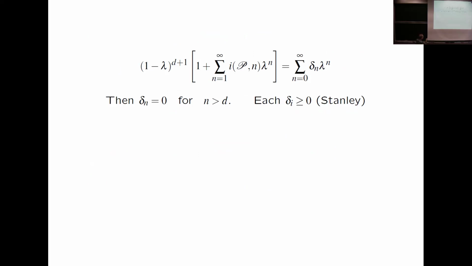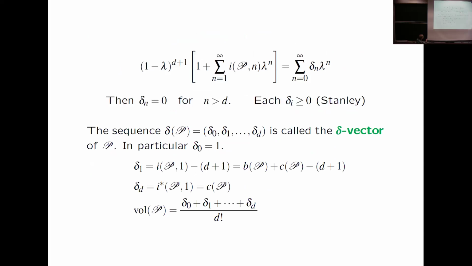So this is the generating function, and this sequence delta_0 to delta_d is called the delta vector of P. In commutative algebra, this is the so-called h-vector of the Hilbert function. In particular, delta_0 is the constant term, equal to 1. And delta_1 is the coefficient of lambda, which is i_P(1) minus d plus 1. And i_P(1) is the number of integer points contained in P, the boundary plus interior. So delta_1 is B plus C minus d plus 1.